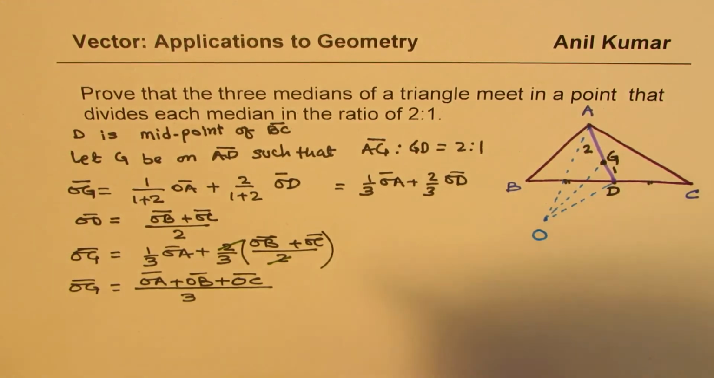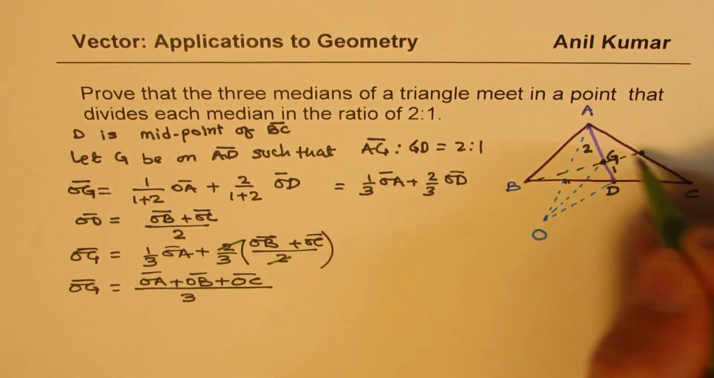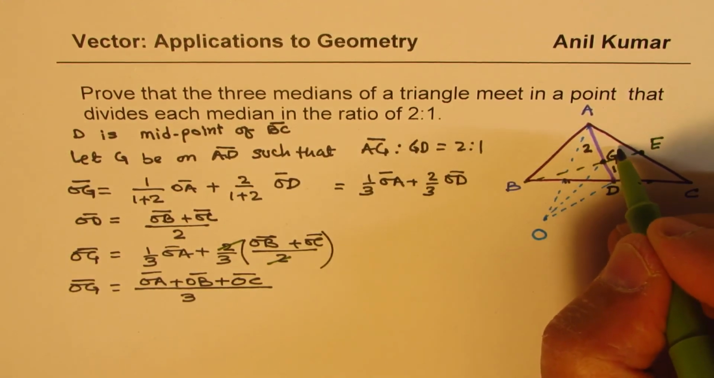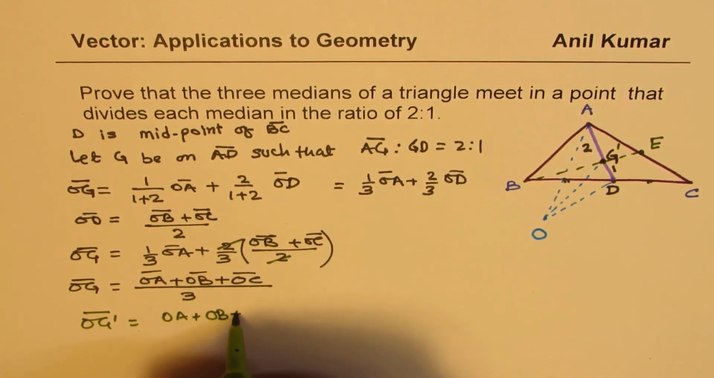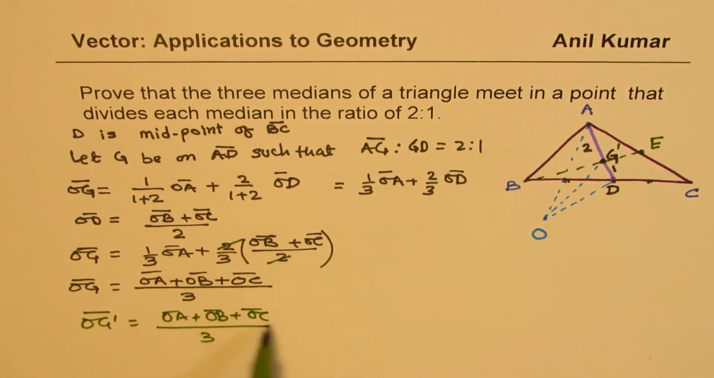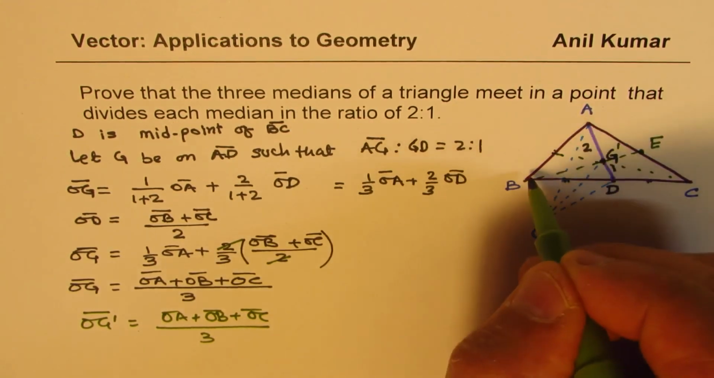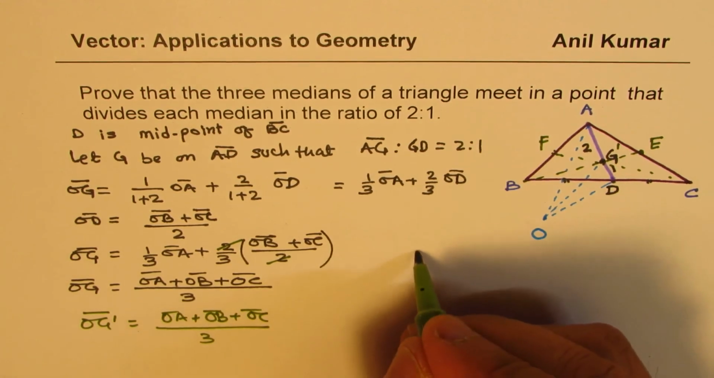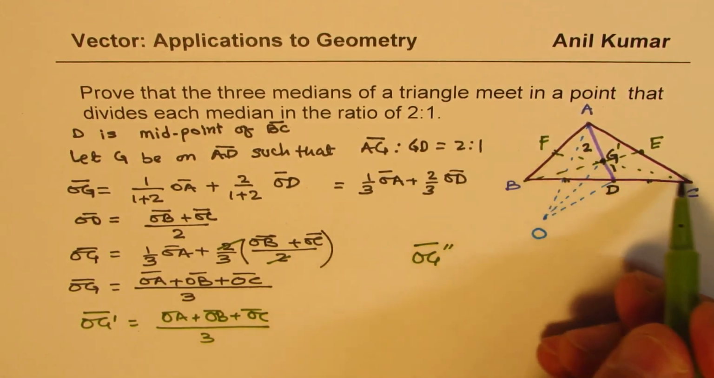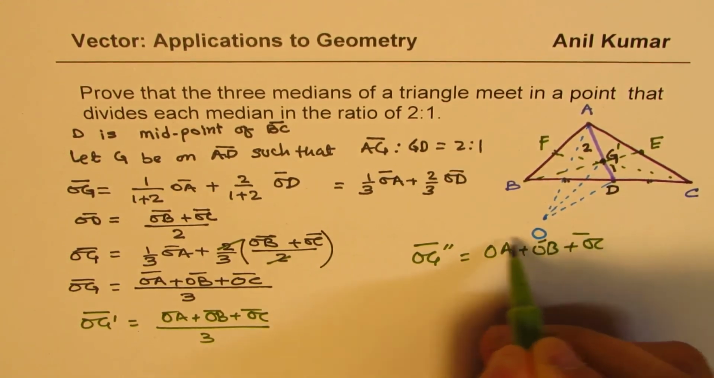Is that okay? Now, what you could do is you could take another median which is on AC from B, right? So let's say this is E. In that case, let's say the point is G dash now for you. So you'll find that OG dash is also equal to OA plus OB plus OC divided by 3. Since these are independent, you see that? So that could be shown for each median, right? So if I take the midpoint on AB and let's say this point is F, and let's consider OG double dash, some other point on this median, following the same method, we will again show that that is also equal to OA plus OB plus OC divided by 3.